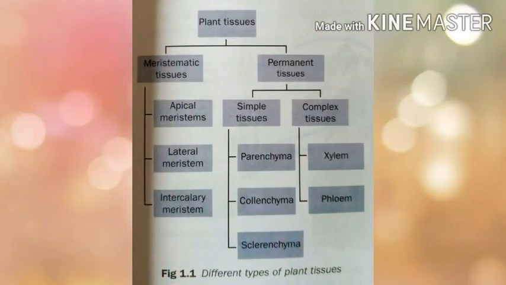Now, open your textbook. In page 11, you can see a figure showing the different types of plant tissues. So, this is a classification of plant tissues. Plant tissues are broadly classified into two main types: meristematic tissues and permanent tissues. This classification is based on whether the cells in the tissues can divide or not. So, meristematic tissues are made up of cells which can divide, and permanent tissues consist of cells which cannot divide.